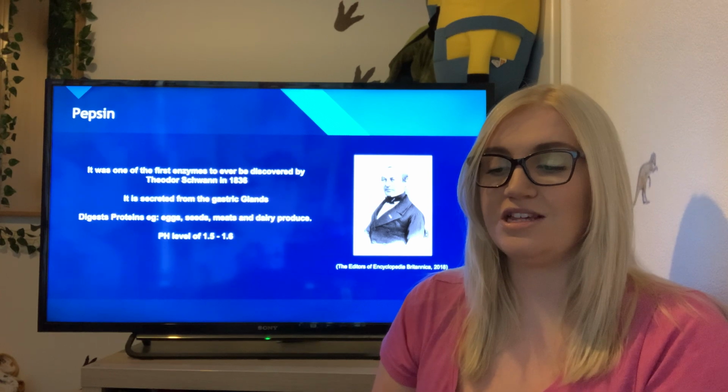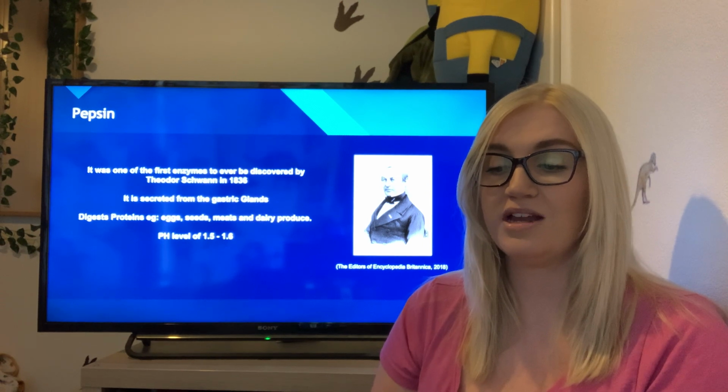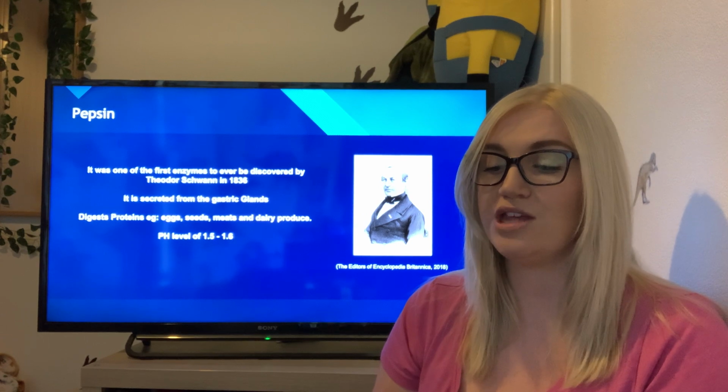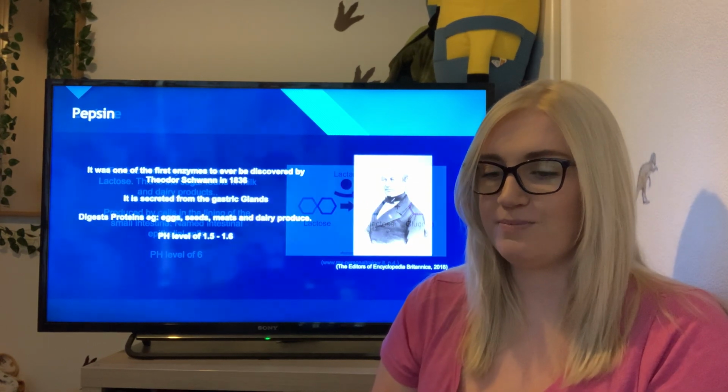Theodor Schwann in 1836 discovered the pepsin enzyme. It was one of the first enzymes to ever be discovered. It's secreted in the gastric glands located in the stomach, and it digests proteins in foods such as eggs, seeds, meats and dairy produce. The optimal pH level for pepsin is 1.5 to 1.6.